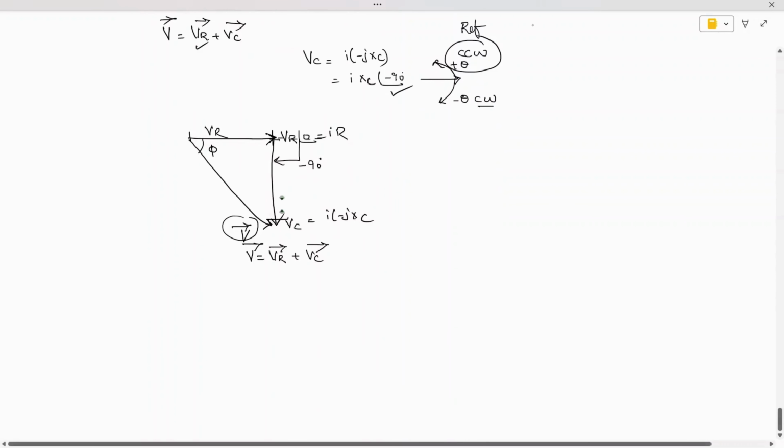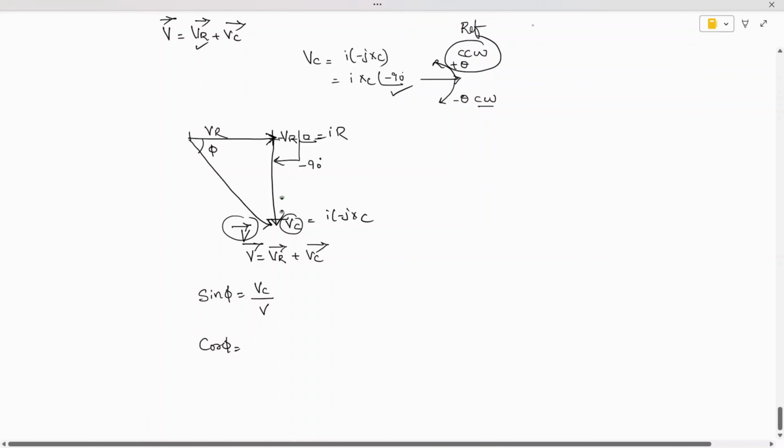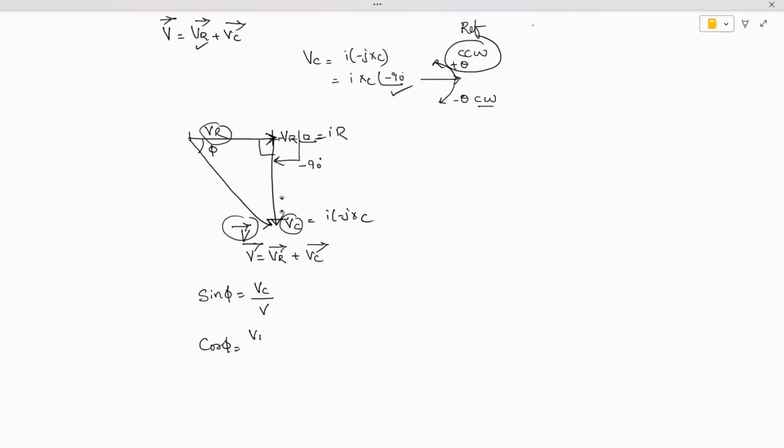Therefore, from the diagram we can write down sine phi as well as the cos phi. So sine phi is nothing but opposite side. What is opposite side? So opposite side is VC divided by hypotenuse. Hypotenuse is V. So next one is cos phi. So cos phi is equal to, this is opposite side. What is 90 degrees to the opposite? Which is nothing but adjacent side. This adjacent side we are going to write down VR divided by V.